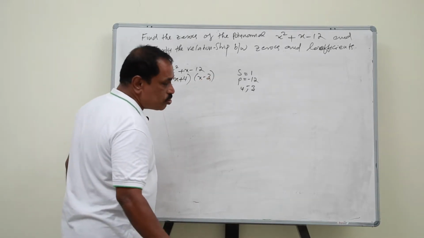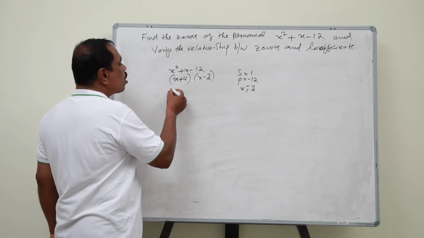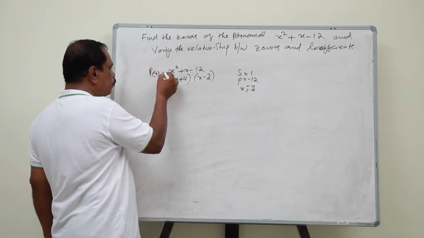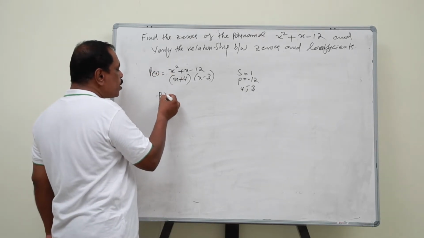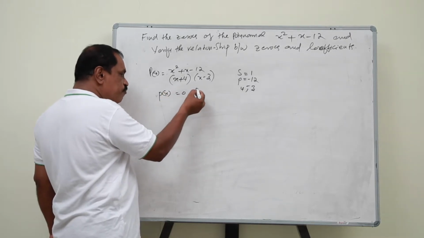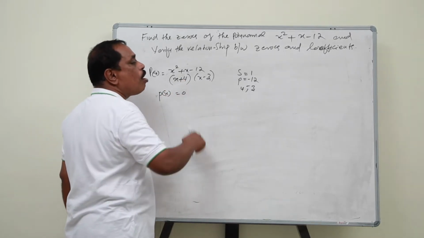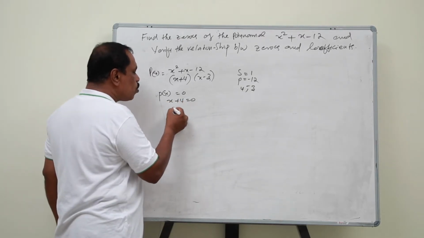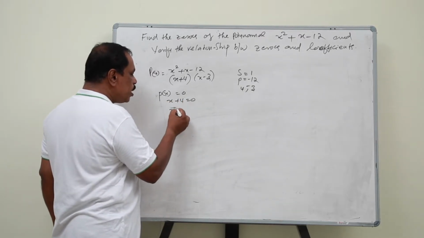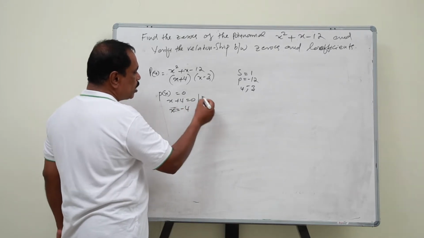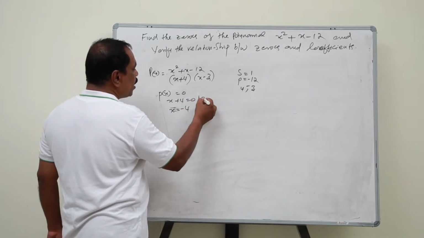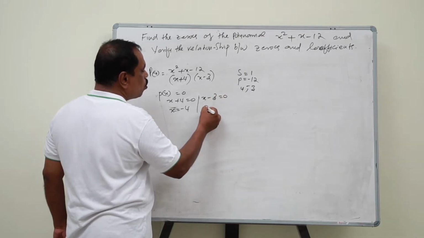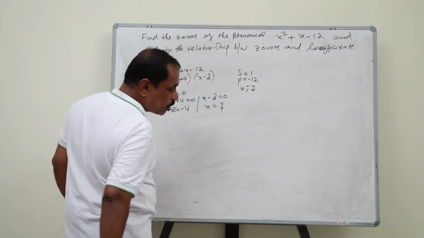We factor. Since you are in 10th standard, this is p of x. Now, p of x equal to 0. This means each one of them is equal to 0. That is, x plus 4 equal to 0, so x equal to minus 4. Then x minus 3 equal to 0, so x equal to 3. Clear?